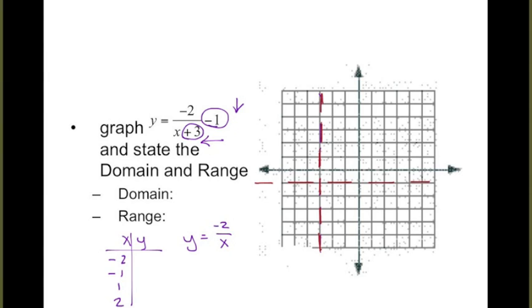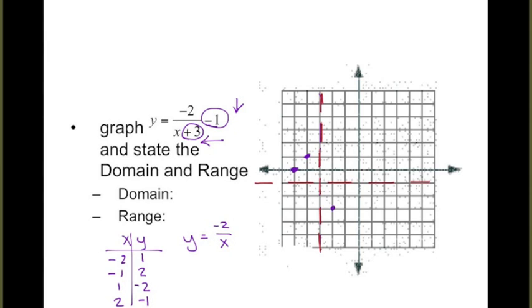Okay. So when I plug these in, if I plug in negative 2, I get 1. If I plug in negative 1, I get 2. If I plug in 1, I get negative 2. If I plug in 2, I get negative 1. I'm going to plot these points from the fake origin, from where our asymptotes meet. Not from the real origin as actual points, but from where these asymptotes are meeting each other. So from there, I'm going to go negative 2 up 1. Negative 1 up 2.